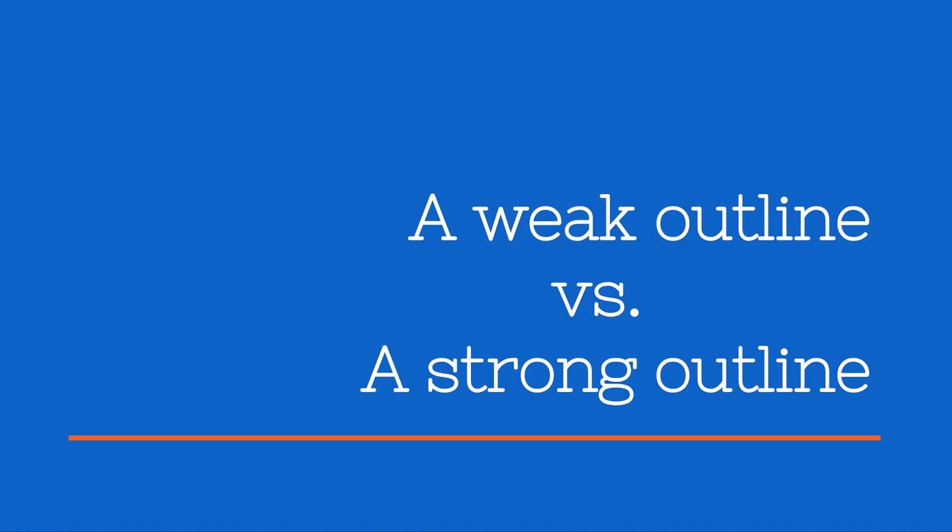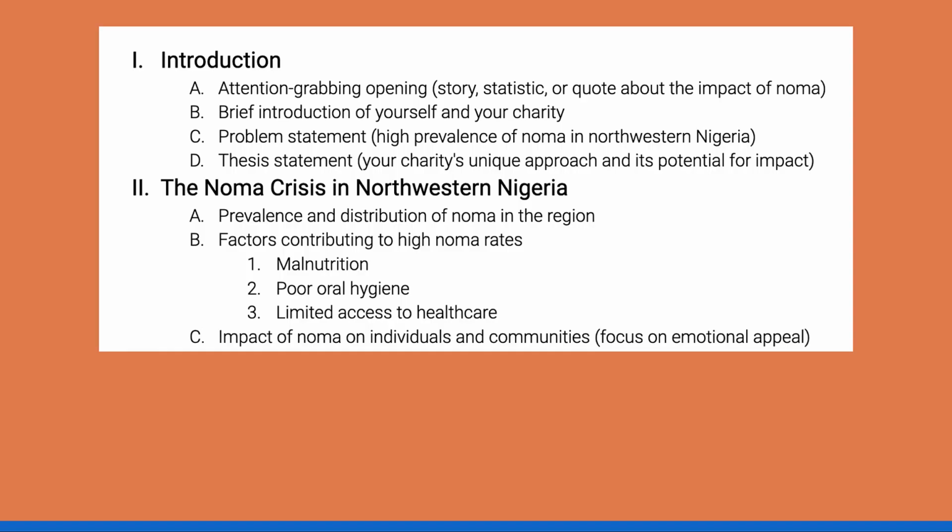Let's look at a weak outline versus a strong outline. Here I've got my introduction and a description of the Noma crisis in northwestern Nigeria. You can see I've got information here, but it's not really information. It's like a plan of what I want to put somewhere. So an attention-grabbing opening, this doesn't tell me what it's going to be. It just says I want one. It's like a wish list.